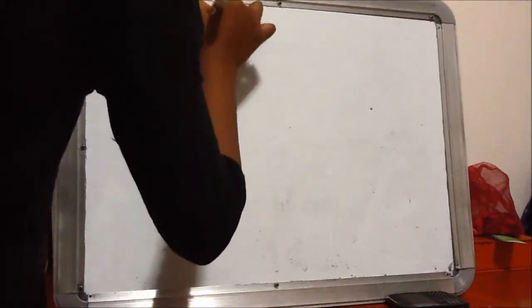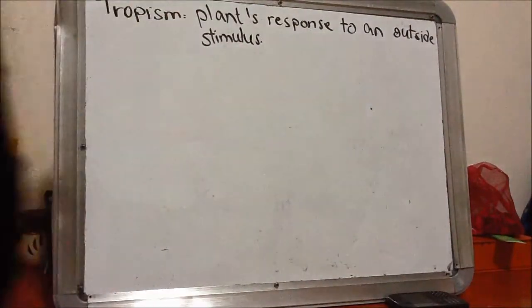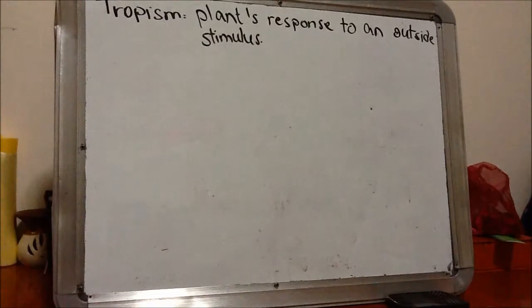Now let me give you the exact meaning. A tropism is a plant's response to an external stimulus. A stimulus means a reason or something that makes it react. The reaction is called tropism. Now, let's write that. Now, there are 3 different types of stimuli, which is the plural form of stimulus. Now, let me write that.